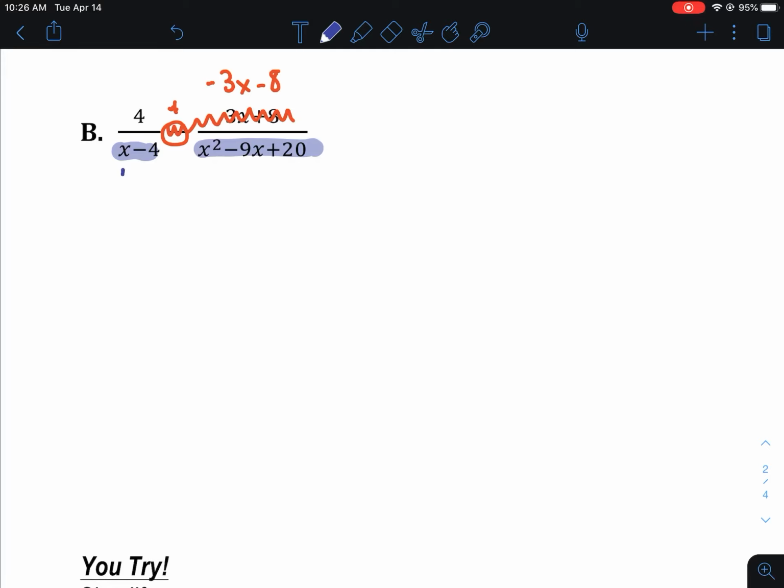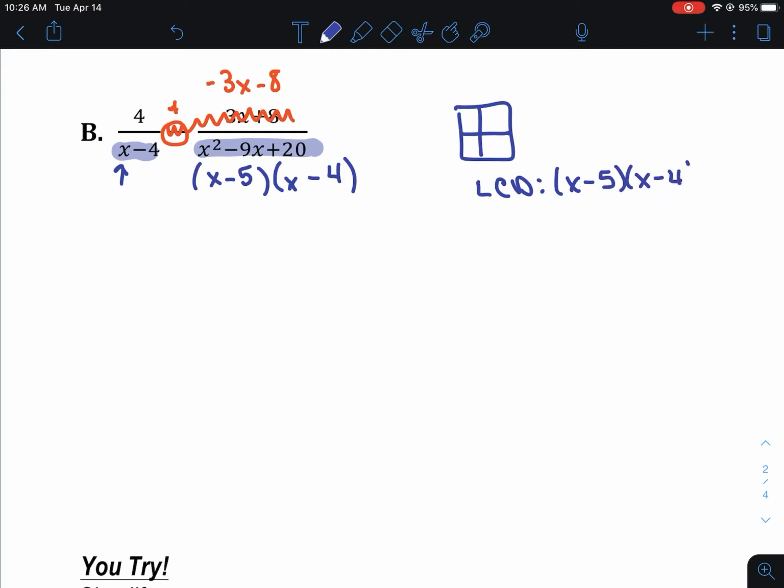Now, a big clue, if this has x minus 4, then when I factor this, there's probably an x minus 4 there. So what multiplies to give us 20 and adds to give us negative 9? Again, if making a box is easier for you, go ahead and do that. We get x minus 5 and x minus 4, which means that's my LCD. In that first one, I already have x minus 4, so the top and bottom need x minus 5. And this one has both of them, so I don't need to do anything else.